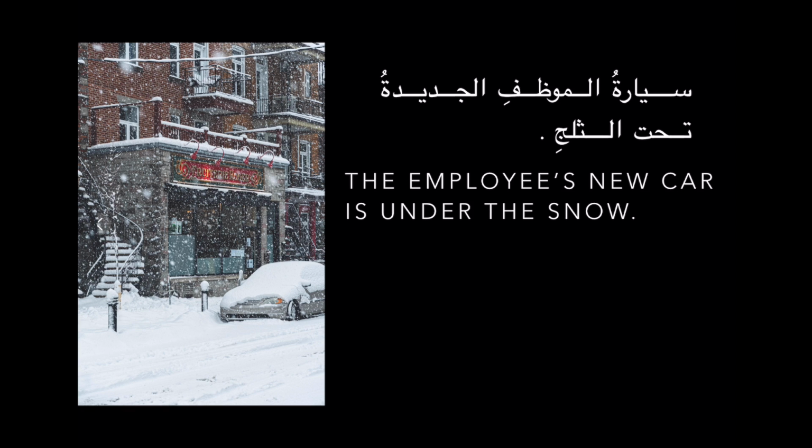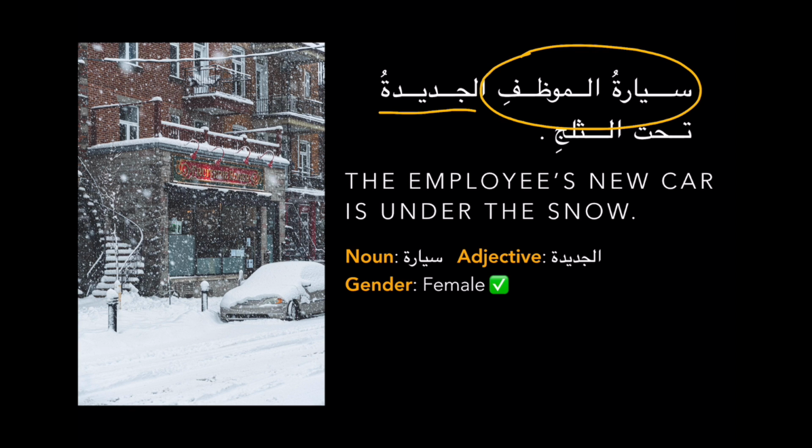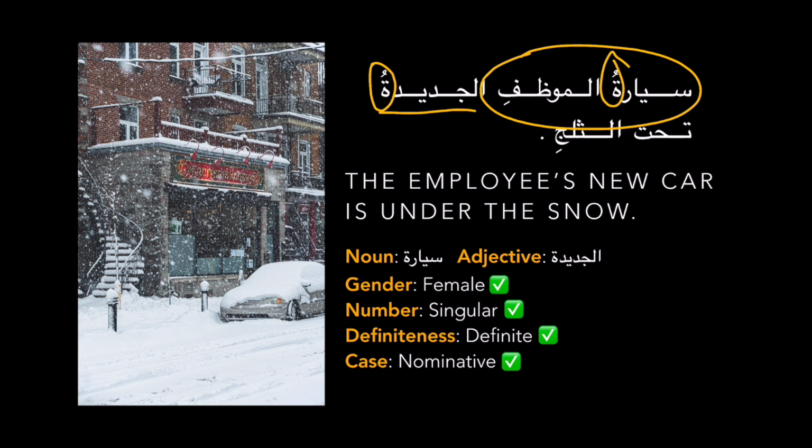Now we're getting into a little bit of a tricky territory. So let's see if we can do this one together. سيارة الموظف الجديدة تحت الثلج. We would translate it as the employee's new car is under the snow. We have an idafe, سيارة الموظف, but for the adjective al-jadida, we have to figure out which one of these terms in the idafe it modifies. Well, we go to our list. We know that it's going to modify sayyara because they're both female, they're both singular, they're both definite, and lastly, they're both in the nominative case, sayyaratu al-jadidatu.